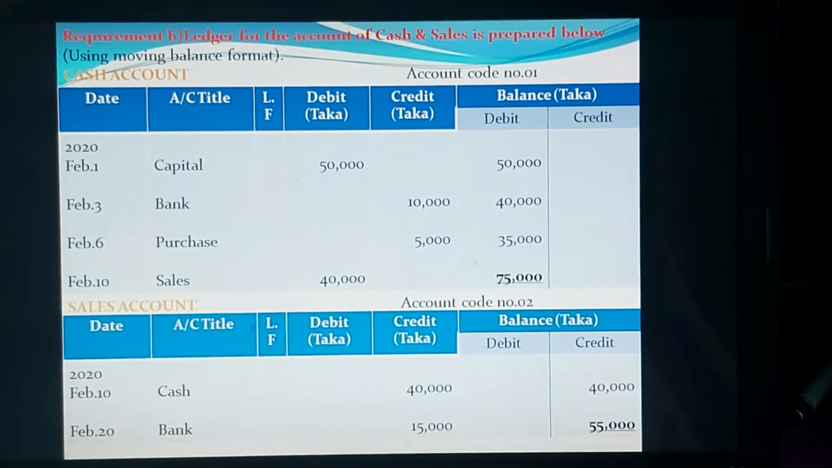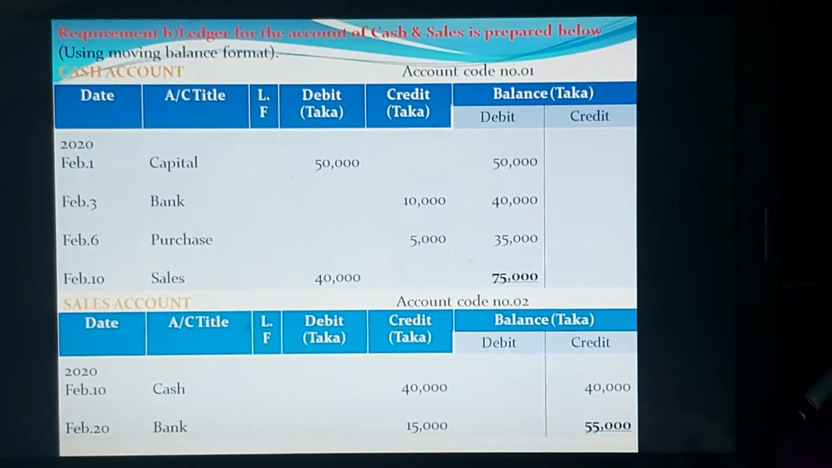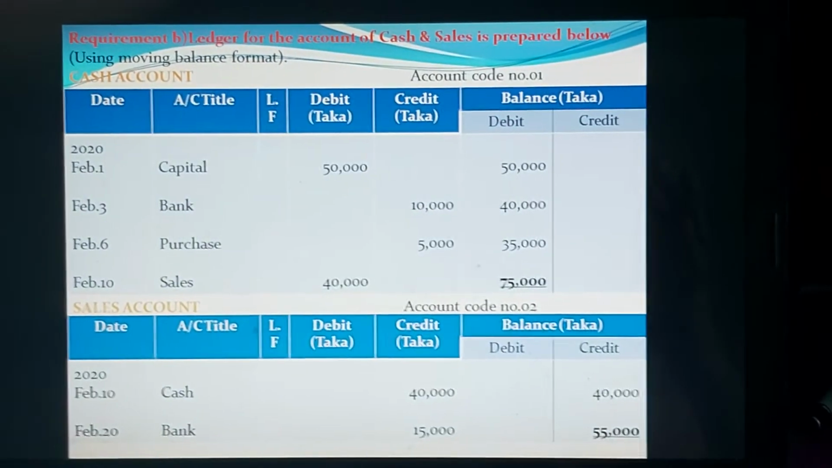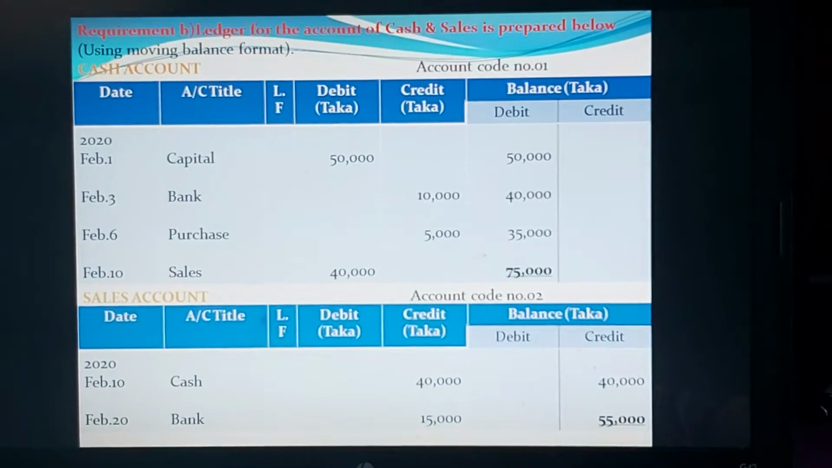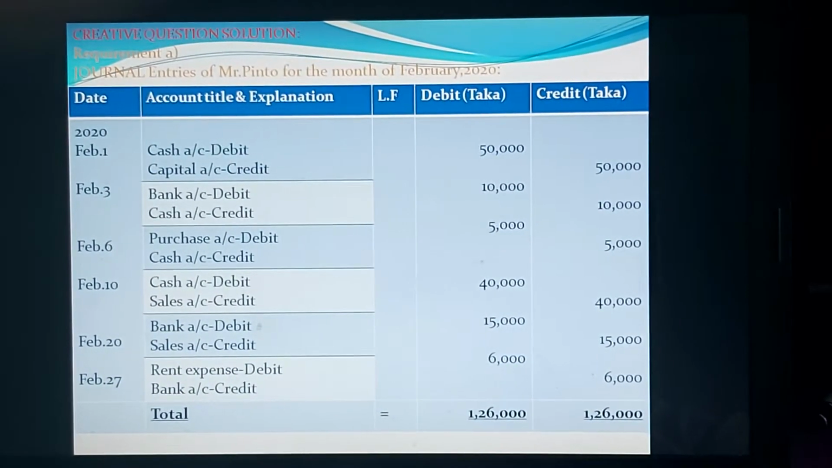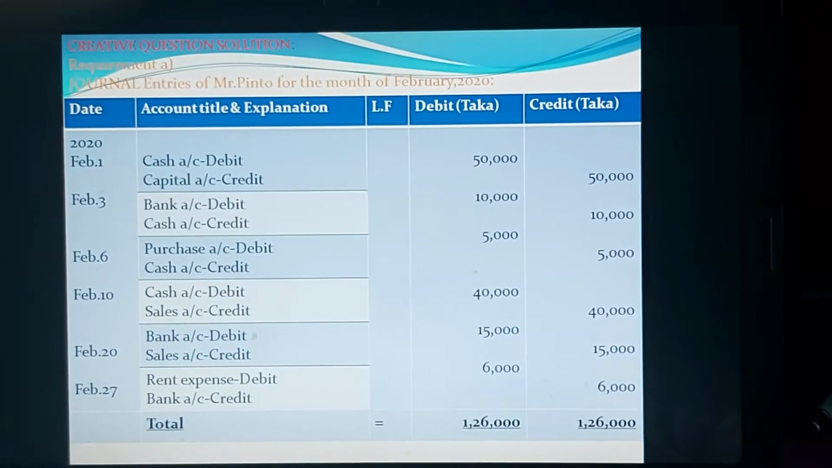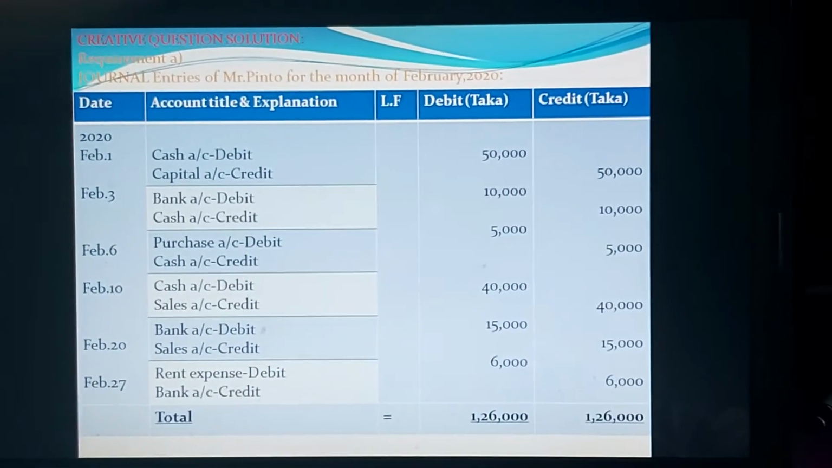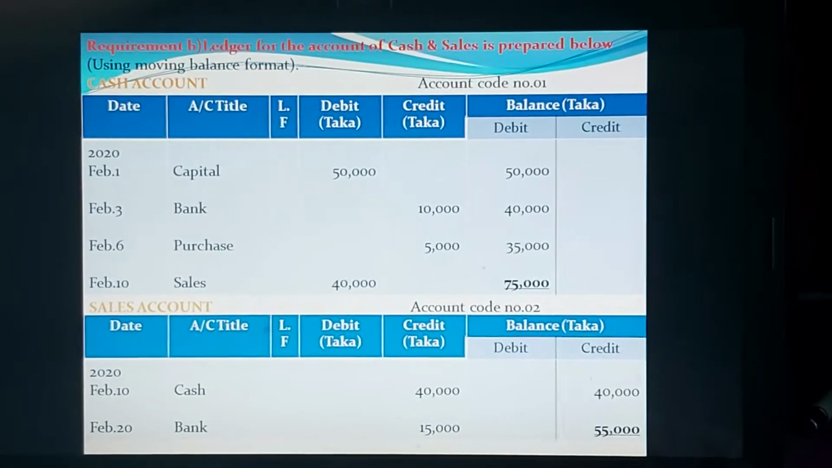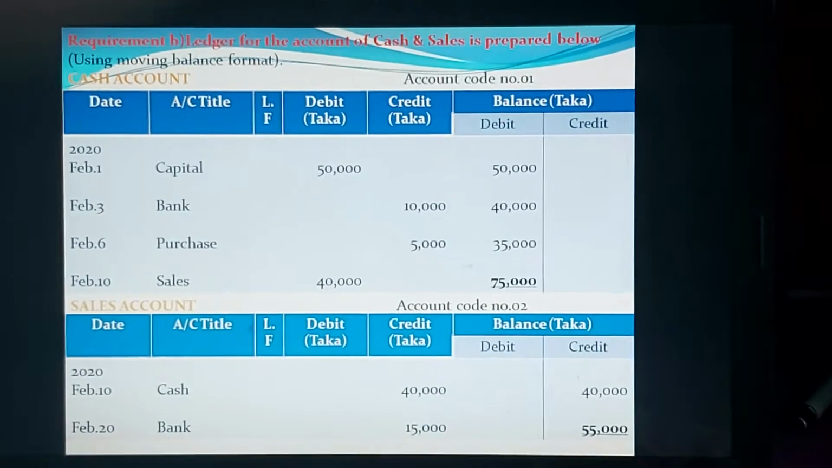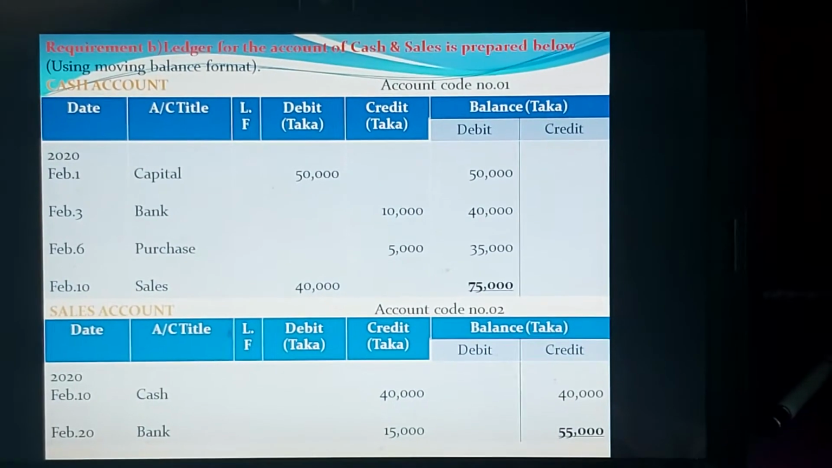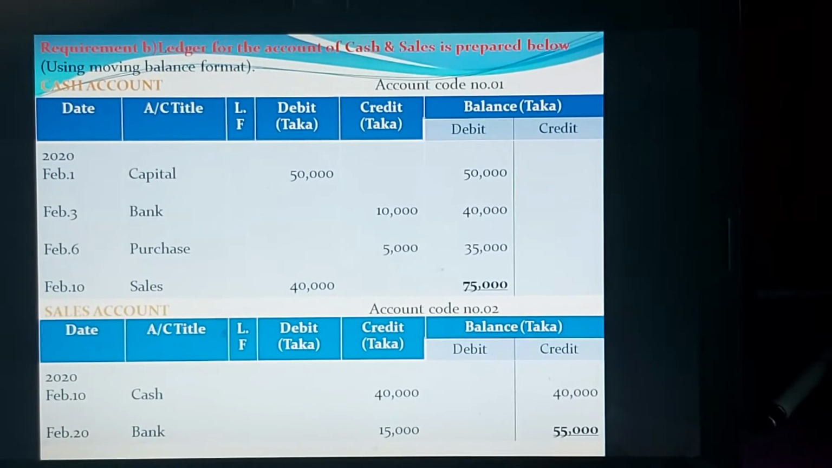Dear students, I think you are understanding. You have to understand it because it's a ledger. Now you can go to the journal, another one, February 10: cash account debit, sales account credit taka 40,000. Now in the ledger, February 10, account title opposite account, which account? Sales, but cash account debit taka 40,000. You have to post taka 40,000 in the debit taka column.